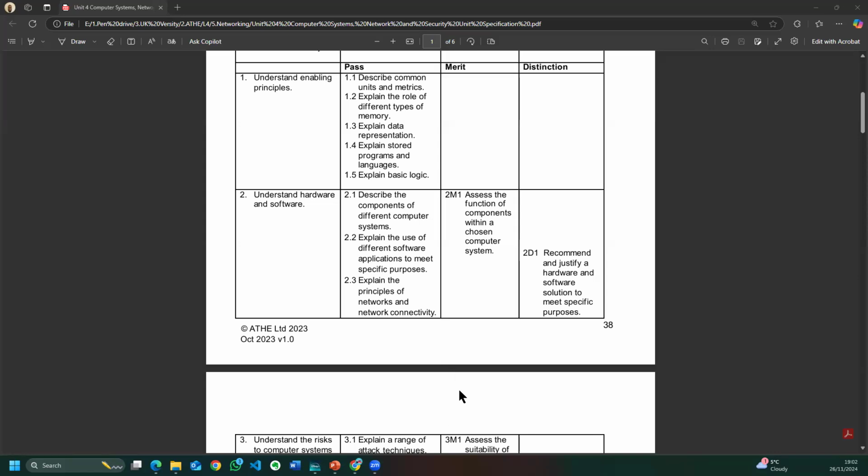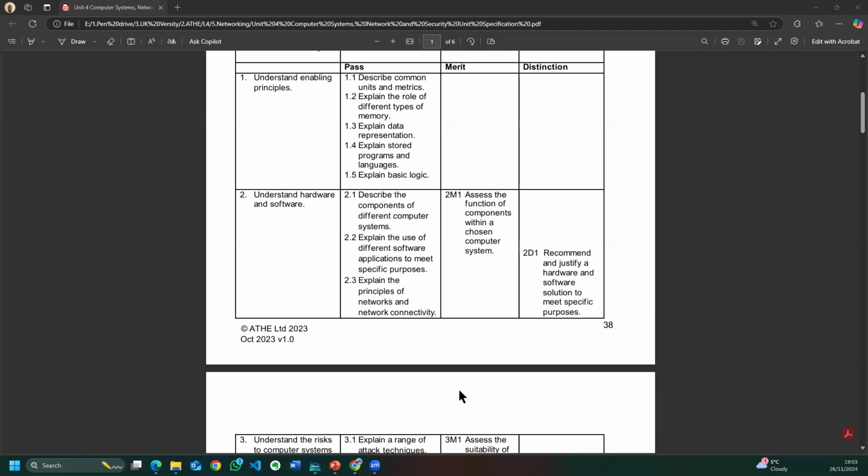Today we've come to our second tutorial for our computer system and networking unit. In the previous tutorial, we looked into describing common units and metrics, explained the role of different types of memories. Then we looked into explaining data representation. Also looked into explaining stored programming languages. And lastly, we looked into explaining the basics of logic operators.